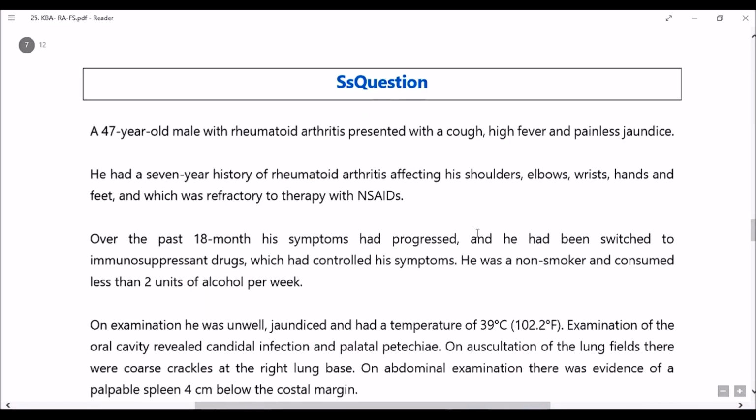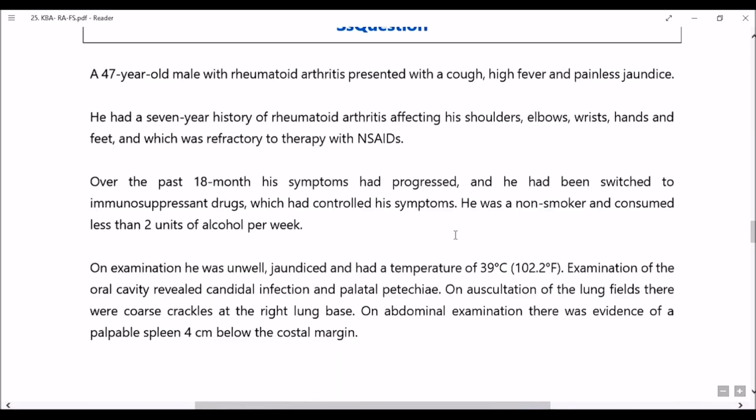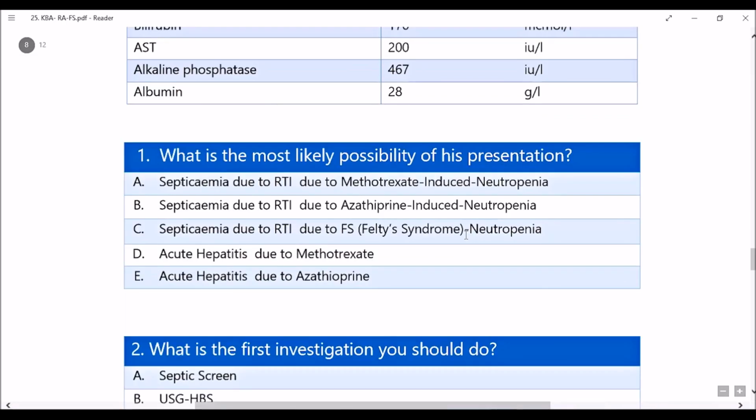Now let's talk about another question. According to the question approach, the best approach is that we start with the main question. What is the most likely possibility of his presentation? Septicemia due to respiratory infection in methotrexate-induced neutropenia, azathioprine-induced neutropenia, Felty syndrome-induced neutropenia, acute hepatitis due to methotrexate, or acute hepatitis due to azathioprine. So we have understood the patient has significant neutropenia. So what is the underlying reason for this neutropenia?